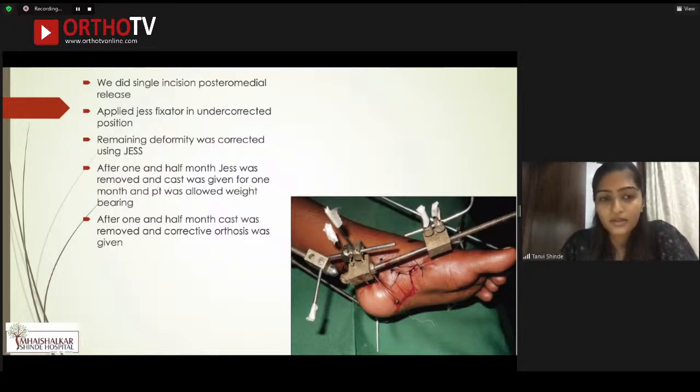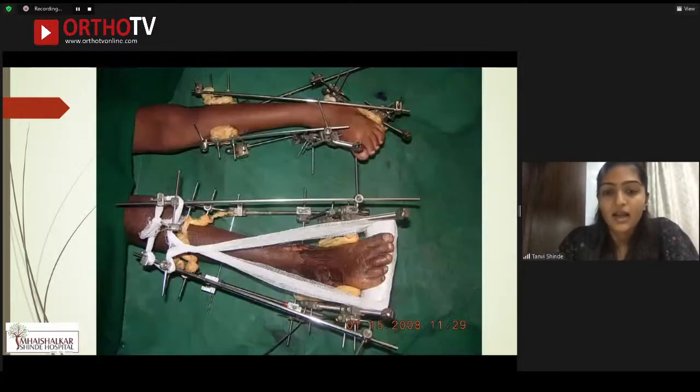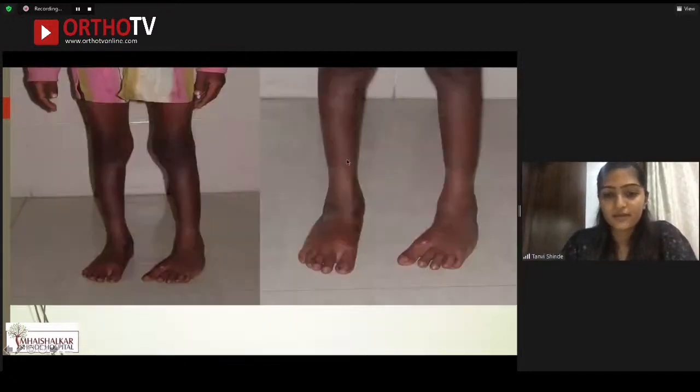After 1.5 months, JES was removed and then a cast was given for 1 month, and the patient was allowed weight bearing with it. After the cast removal, a corrective orthosis was given. So we treated one leg with this JES and combined surgical release, and the other leg was corrected using only JES fixator. And this was the result.